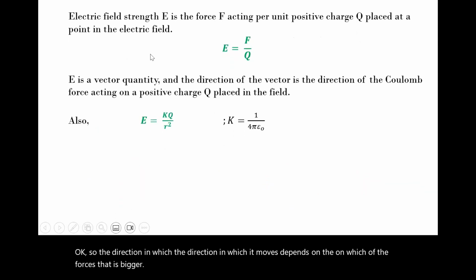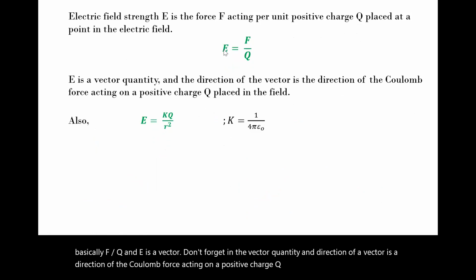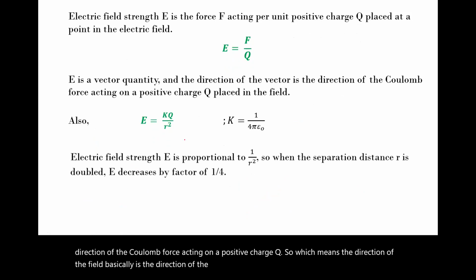Now, electric field. The electric field strength is the force acting per unit charge, so E is basically F over Q. And E is a vector, don't forget. It's a vector quantity, and the direction of the vector is the direction of the Coulomb force acting on a positive charge Q. Which means the direction of the field is the direction of the force. To calculate the electric field strength, it is force per unit test charge. Don't forget, per unit test charge.